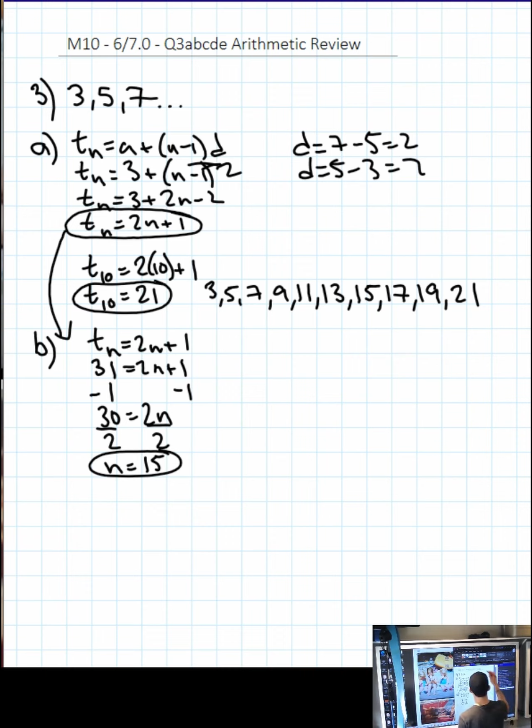So what if I continue my sequence above to the 15th term? 21 plus 2 is 23, plus 2 is 25, plus 2 is 27, plus 2 is 29, plus 2 is 31, and that is the 15th term. Okay, it's saying what is the sum of the first 12 terms?